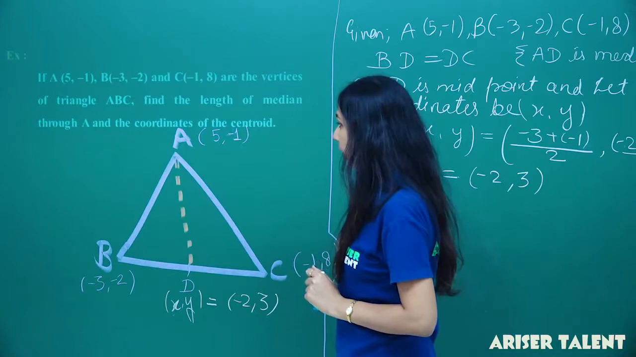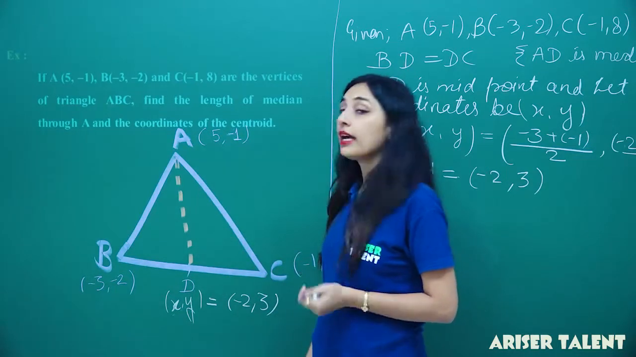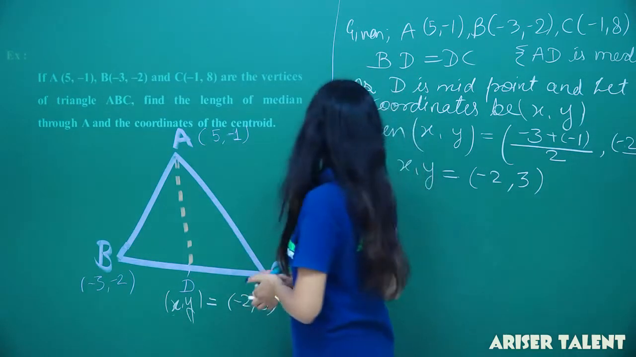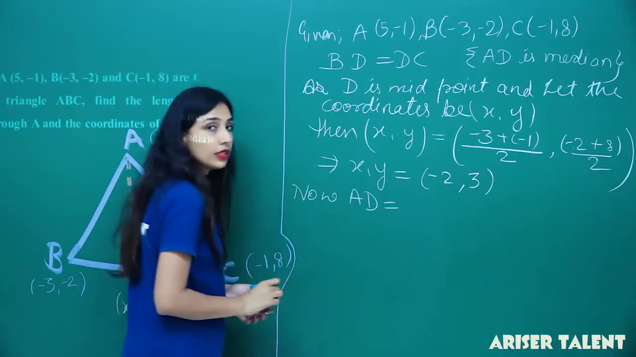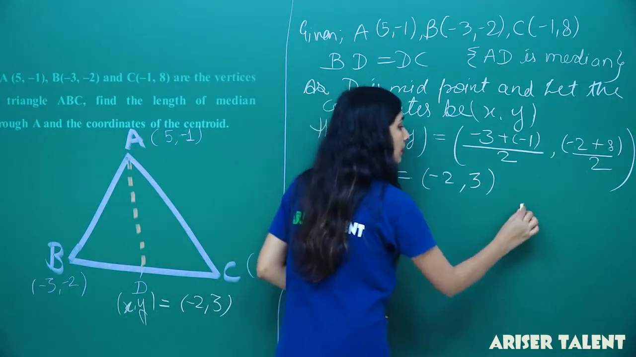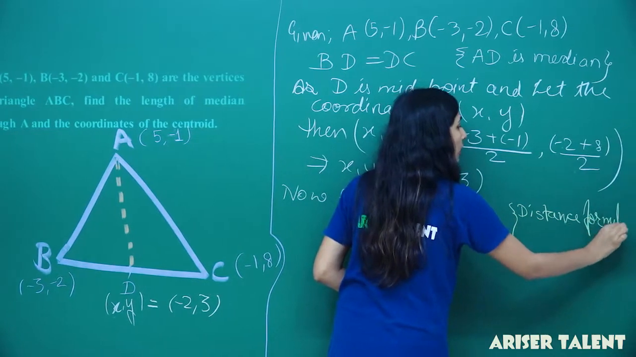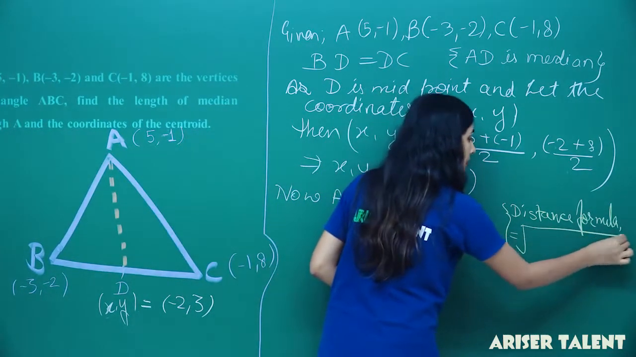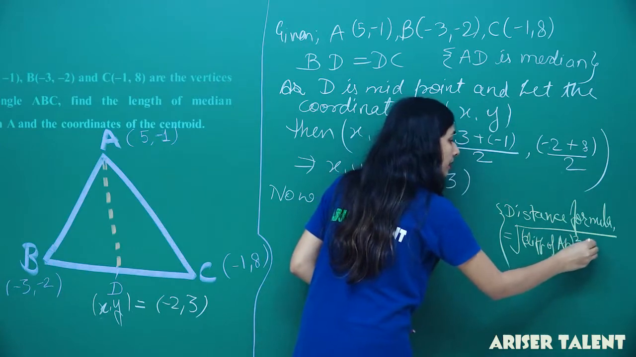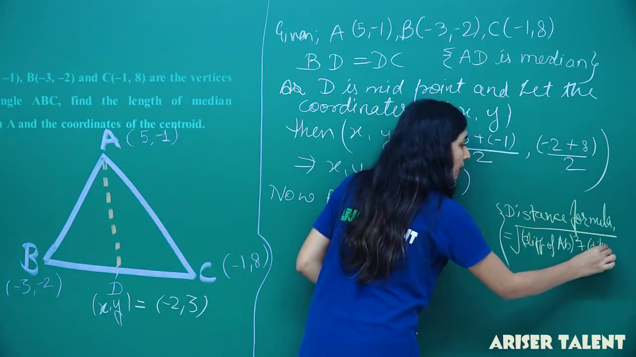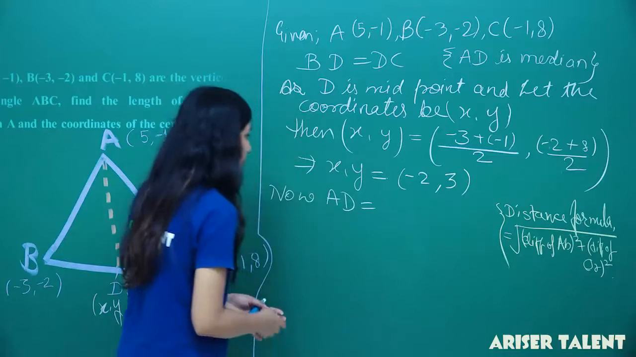We have the coordinates, so we can now find the distance between them, and thus the length of the median, which is AD. Now AD will be equal to, we are going to apply the distance formula. What is the distance formula? You know it now. That is the square of the difference of abscissas plus the square of the difference of ordinates.